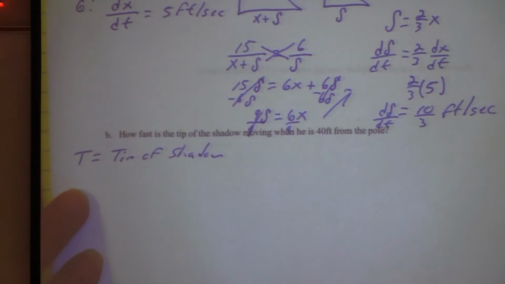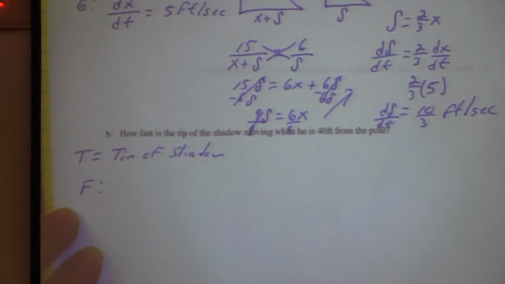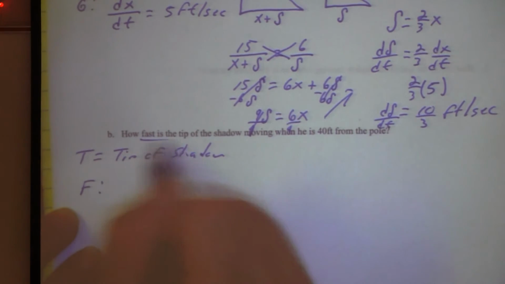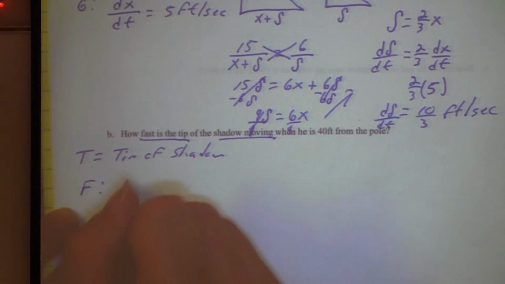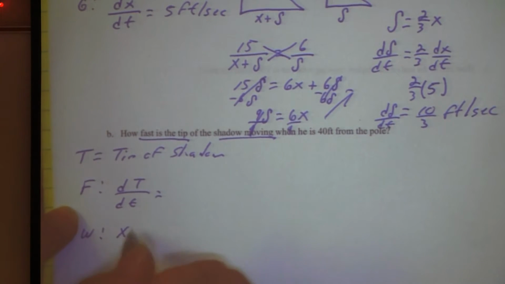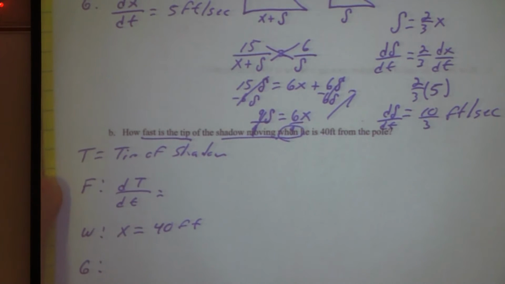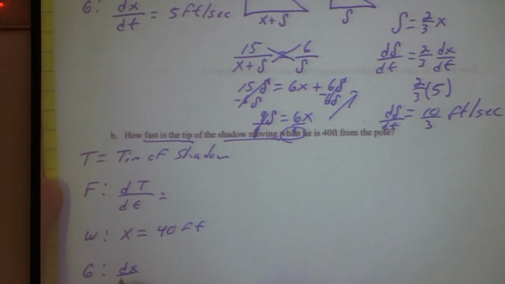Okay? What are we trying to find? How fast is the tip moving? dT over dt, right? When? So when x equals 40, given dx/dt equals 5 feet per second, right?